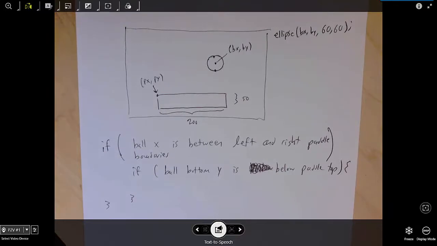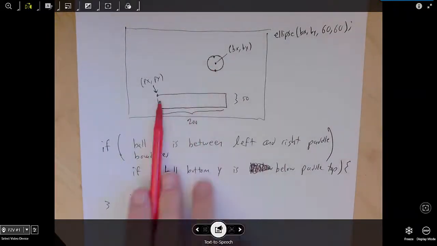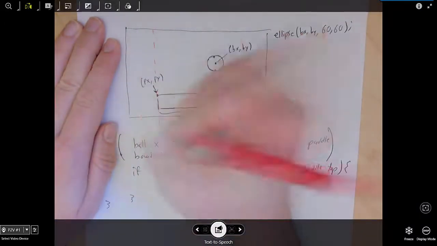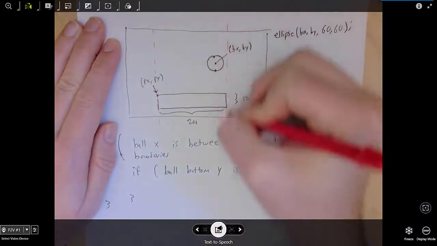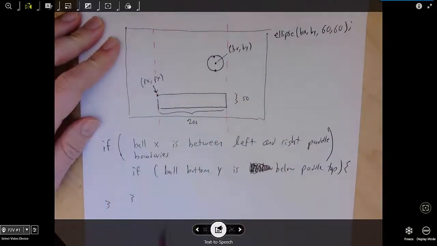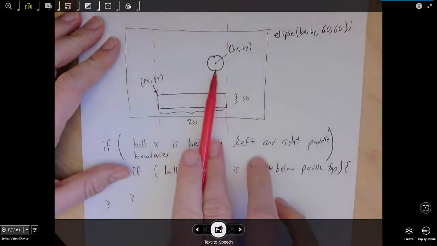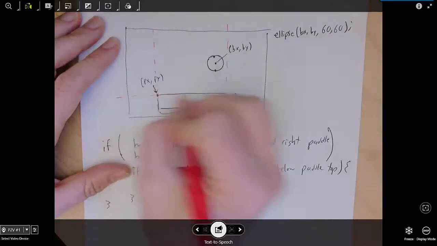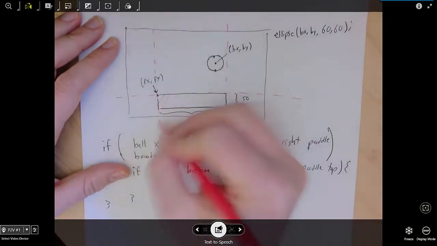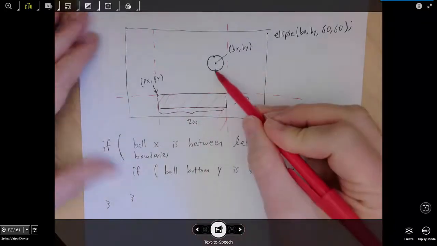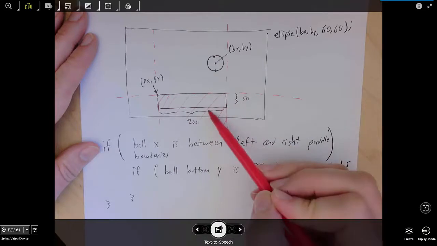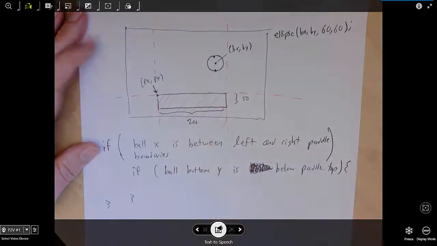So just like last time, I want to test if the ball x coordinate is between the left and right hand side of the paddle. So let's draw on our boundaries so that we can think about it clearly. And then I also want to know, is the bottom y coordinate of the ball below the top of the paddle? So in other words, I want to test if this point is anywhere inside the shaded region, because if this point is inside the shaded region, I know that we're going to try and bounce.